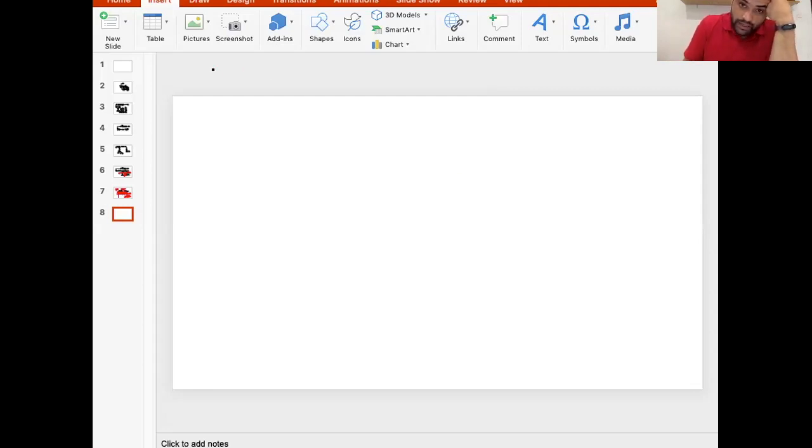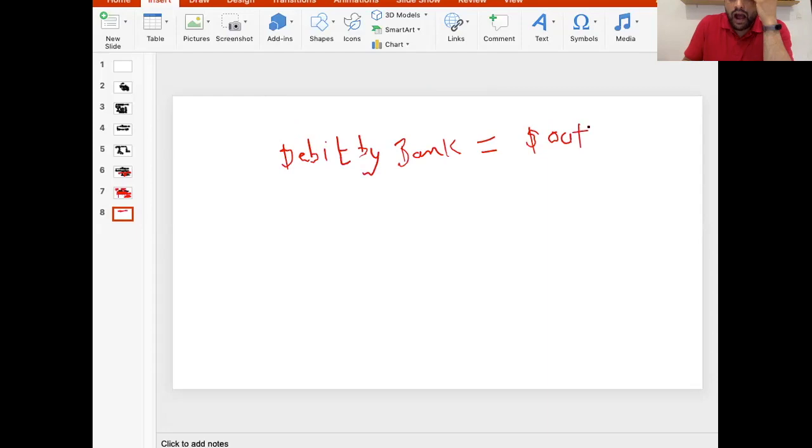Keep in mind, if I say debited or debit by bank, it means from your account, money out. If I say credit by bank, or credited by bank, it means money in.